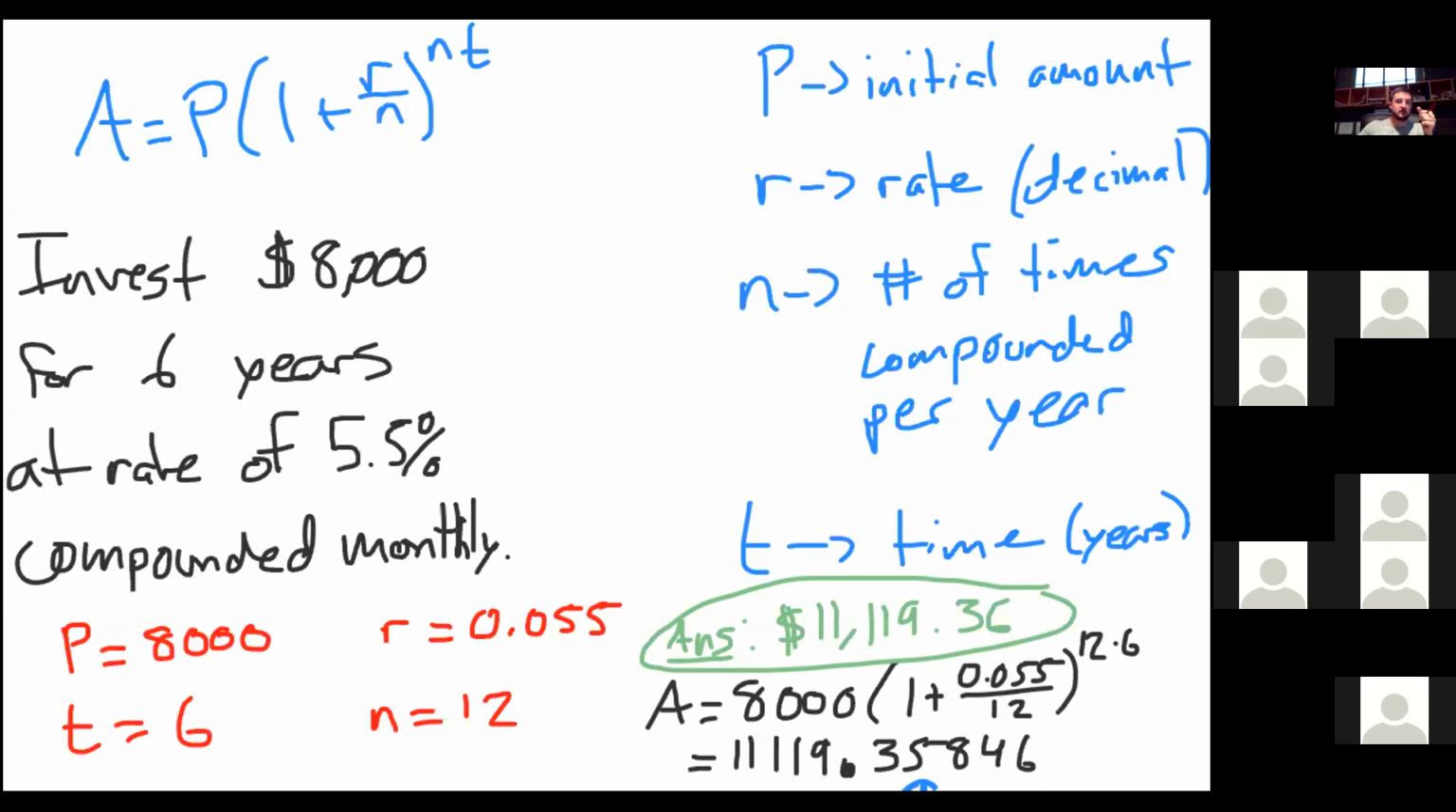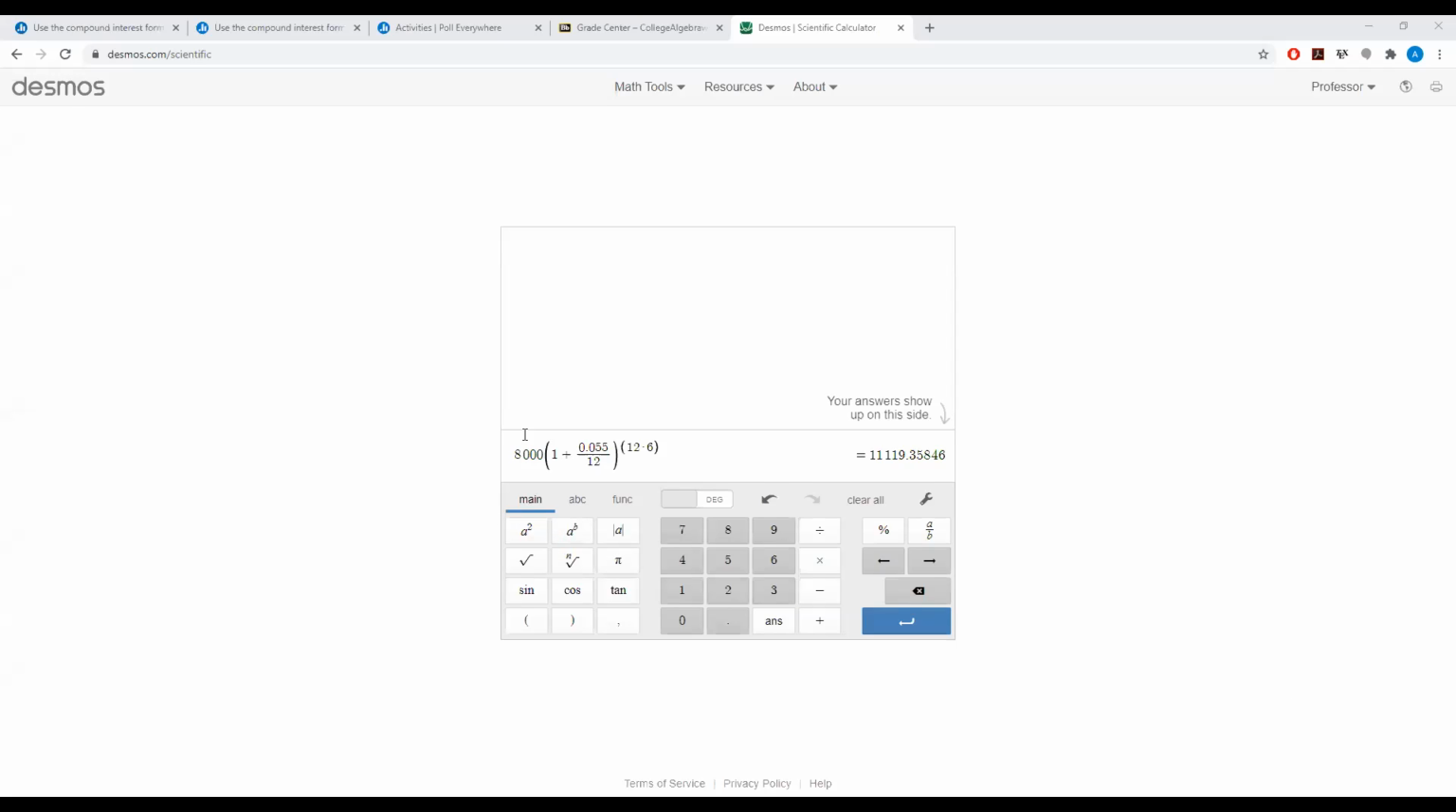4, 3, 2, 1. I'll just show you the calculator that I did through Desmos. As you can see, I just plugged it in as we saw it, my initial amount down here. So 8,000 times 1 plus my rate divided by 12, to the 12 times 6. Plug that in and I would get 11,119.35864, but I round to the second decimal because I'm rounding to cents and dollars. So this would be 0.36 as my final answer.